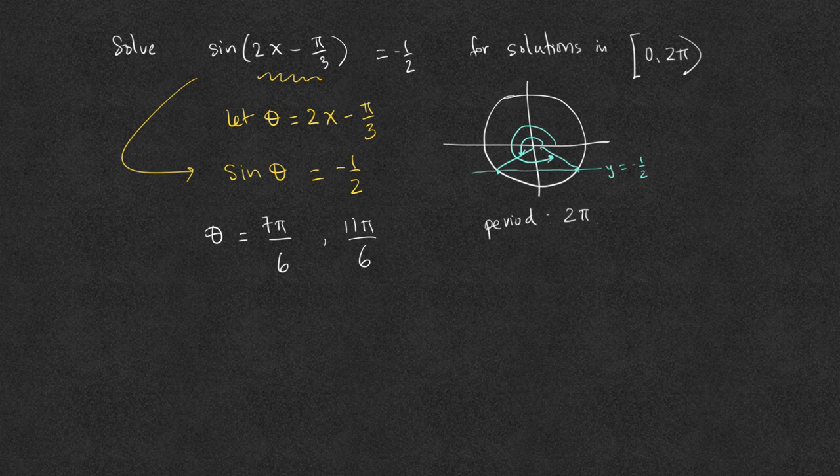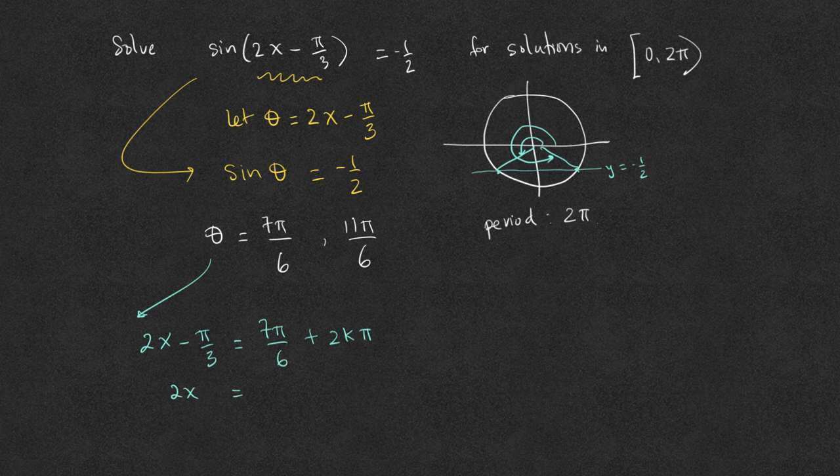We do a back substitution. Remember that we're not looking for theta but x, where theta equals 2x minus pi over 3. We set it equal to 7 pi over 6, but again, we need to add 2k pi. We will need to do this every time there is a constant multiple in front of x that is not 1. We next isolate x.